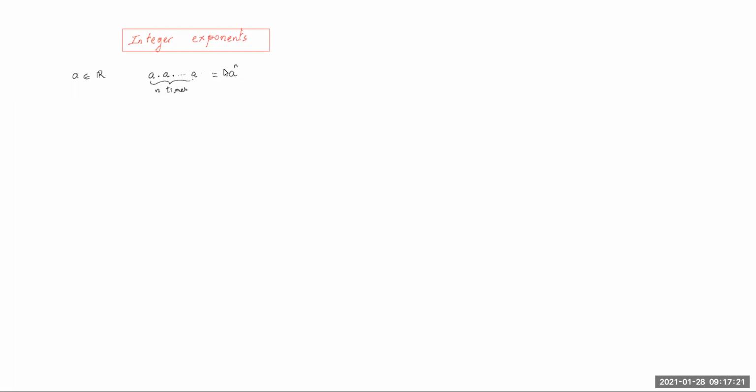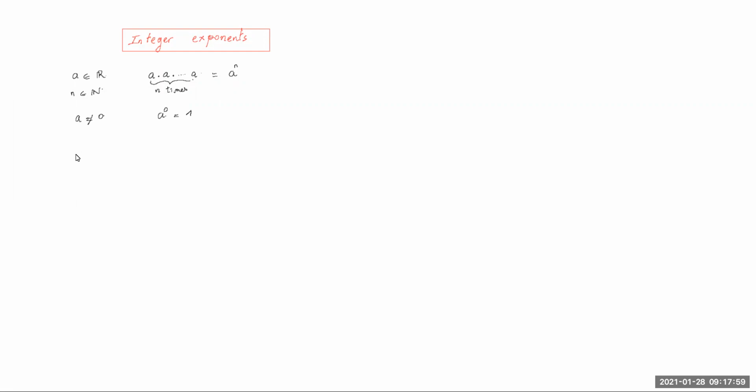And n is an exponent, an integer exponent. So let's write it on the other side. For a real number a and n belonging to the set of integers, specifically a different from zero, we have a power zero is one.